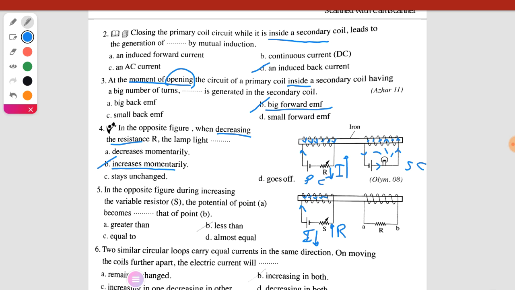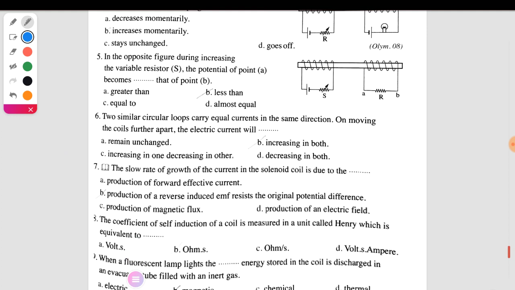This means that forward induced current is produced, in the same direction. Current flows from point A to point B. This means that the potential of A is in the same direction or in the opposite direction? In the opposite direction, the current moves from B to A, from high potential to low potential. This means that A is less than B. When the direction of the current is reversed, it becomes greater than before.